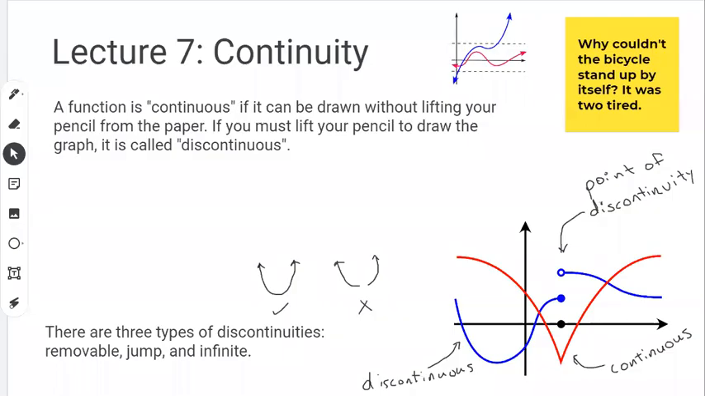All right, so today we're going to be doing Lecture 7, Continuity. We say that a function is continuous only if it can be drawn without lifting your pencil from the paper. If you have to lift your pencil from the paper to draw the graph, it is called discontinuous. So continuous and discontinuous are opposites. It's a continuous function if you can draw it without lifting your pencil from the paper.